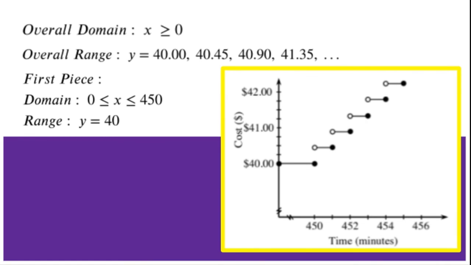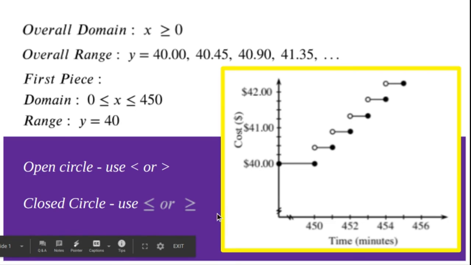Now, something important to remember as you're looking at these different pieces is our inequality signs. So notice I had a less than or equal to and a less than or equal to here. The equal to piece, that's because I had closed circles. So make sure you get this little note part down as well. If there is an open circle, you're going to be using just the less than or greater than signs. If there is a closed circle, you are going to use the equal to part.